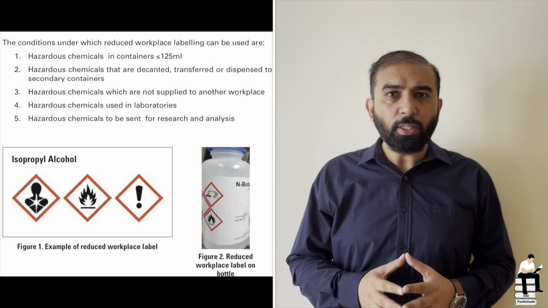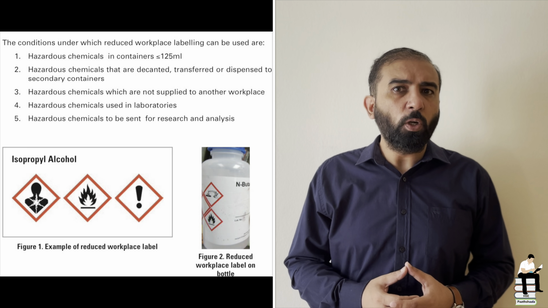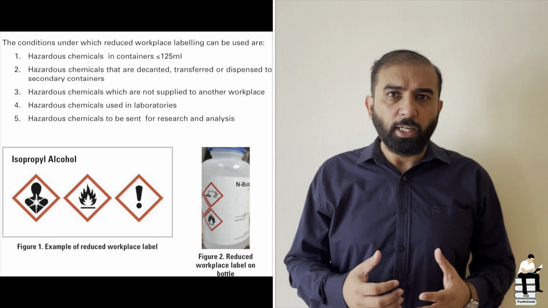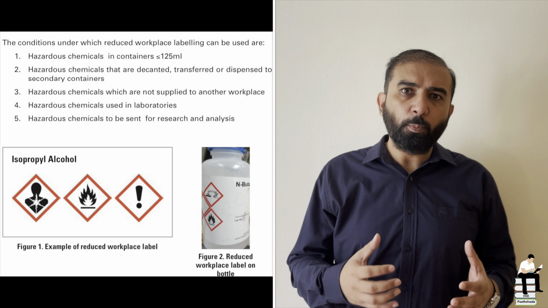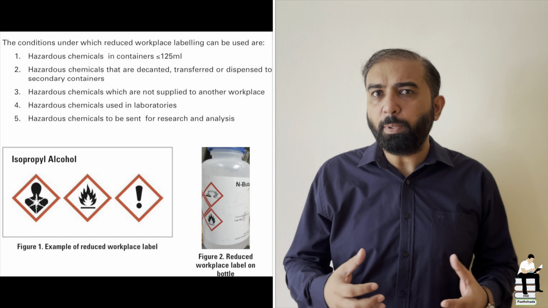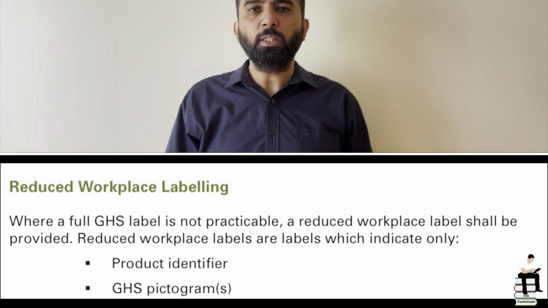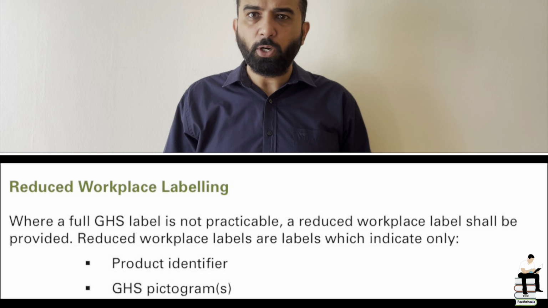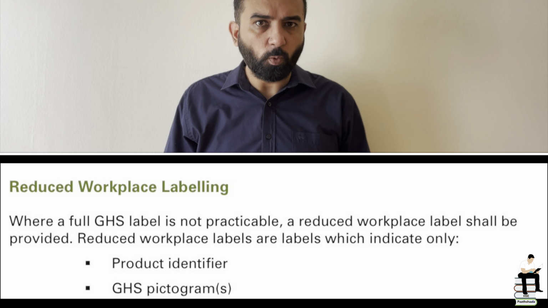It is also mentioned that we can use a reduced size of GHS labels for certain cases. For example, if the size of the container is less than 125 ml, and the use is only for internal purposes like in laboratories and we are not going to send the substance or product to other companies or other places, then this reduced size can be used. There are 2 pieces of information that must be there on this reduced size: product identifier and the pictogram. That is the bare minimum required.